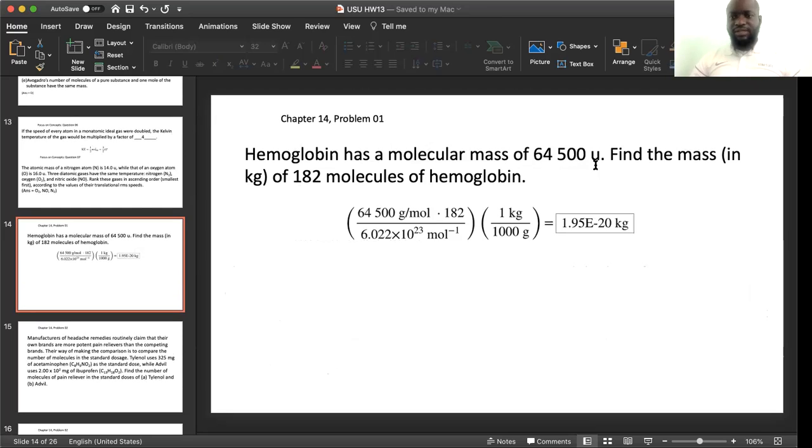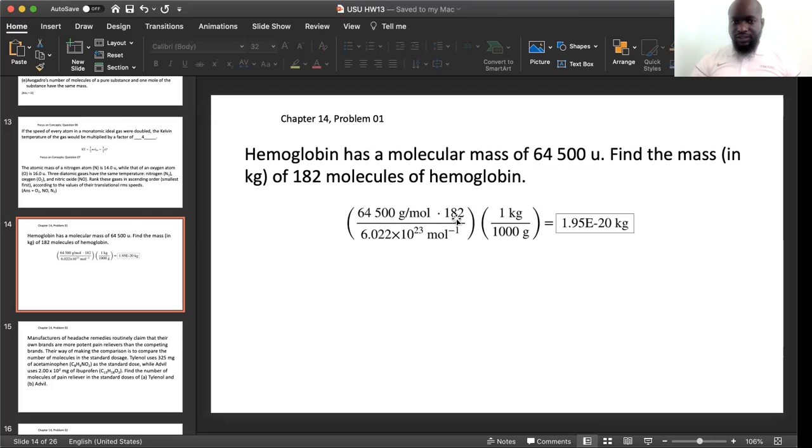Hemoglobin has a molecular mass of that. Find the mass in kilograms of 182 molecules of hemoglobin. So I can get the number of, this is the mass of hemoglobin, which is the molar mass. Is that okay? So that divided by Avogadro's number, which is the number of molecules per mole, will give me the grams. Is that okay? So now I have this in grams.